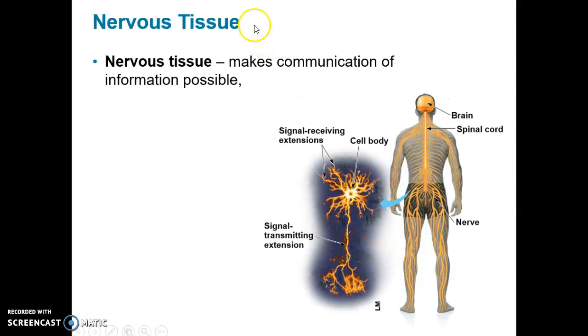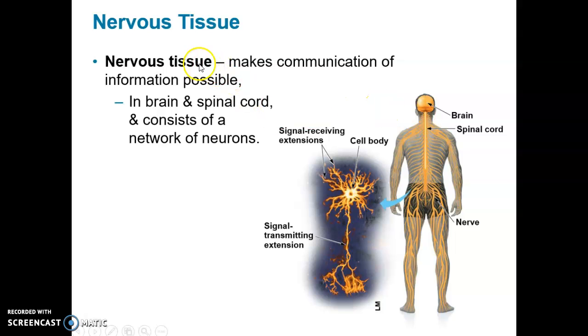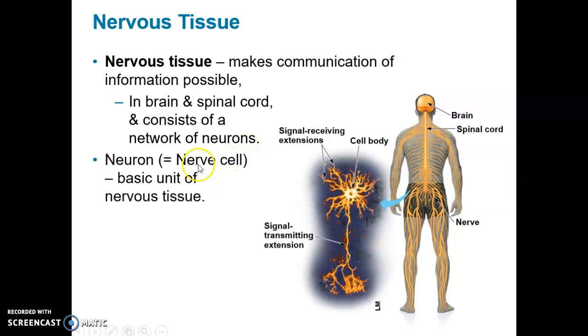Okay, let's move on to nervous tissue. It makes communication and information processing possible in the body. You'll find nervous tissue in the brain, spinal cord, and in the elaborate network of nerves that serve the entire body. And the brain, spinal cord, and the associated nerves are made up of neurons, which are nerve cells. So a neuron, the nerve cell, is the basic unit of nervous tissue.